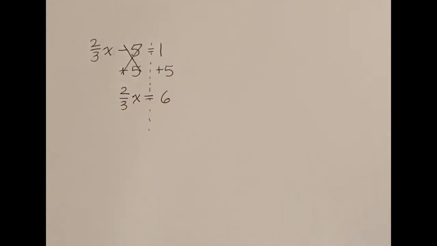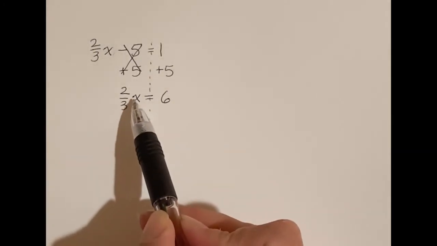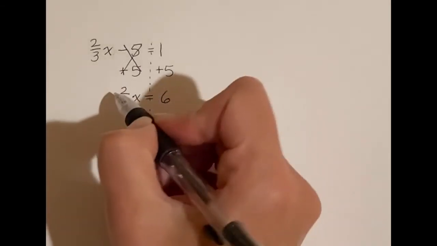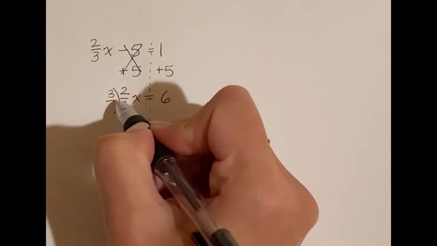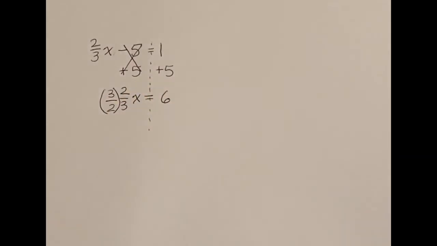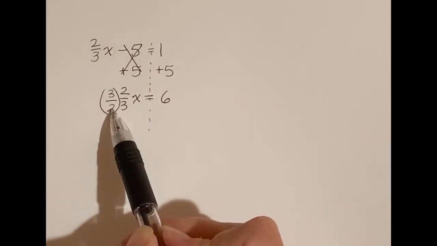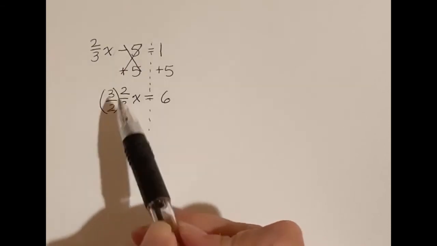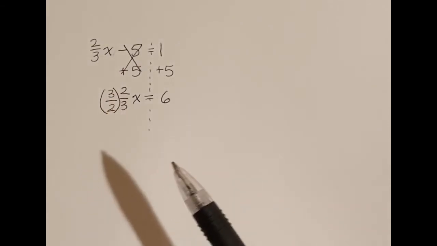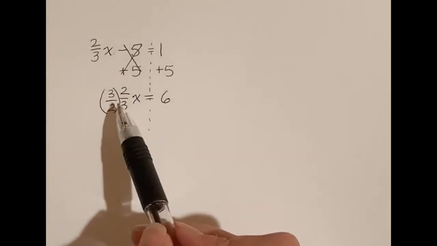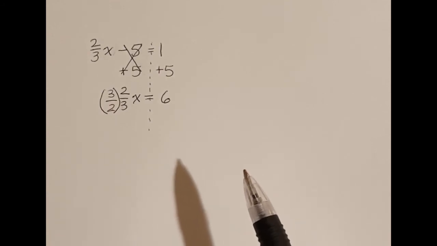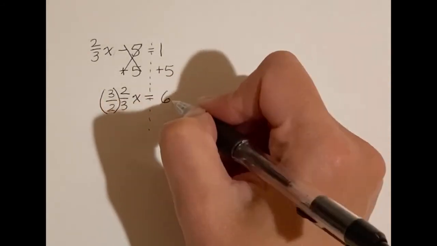Now this is 2/3 times x, and to undo multiplication, we need to divide. But dividing by a fraction, that's kind of gross. Remember, our ultimate goal is just to leave this as 1x. So if we multiply 2/3 by its reciprocal, 3/2, this will become 6/6, which is just the same thing as 1. So this works. Dividing by a fraction is the same thing as multiplying by the reciprocal.